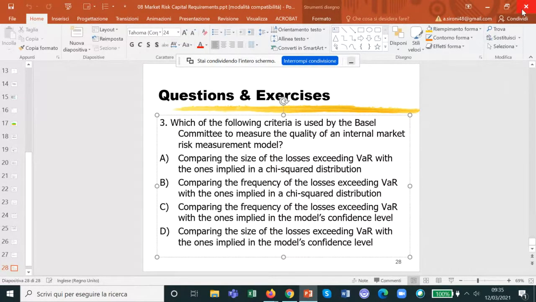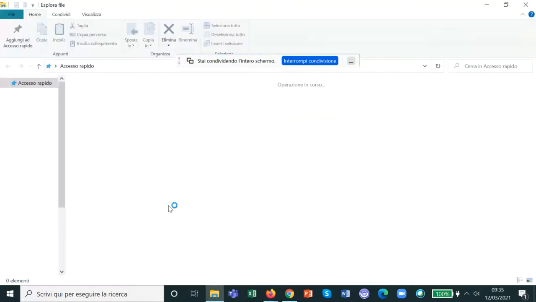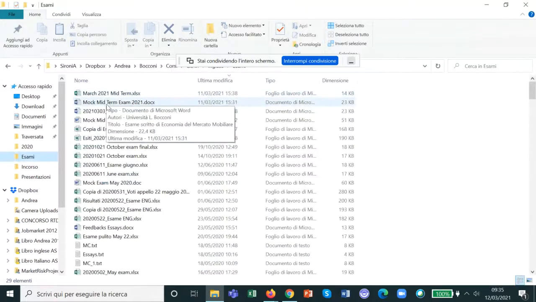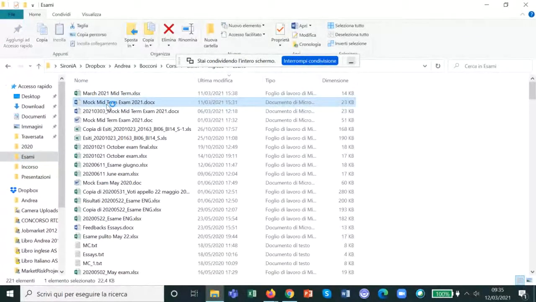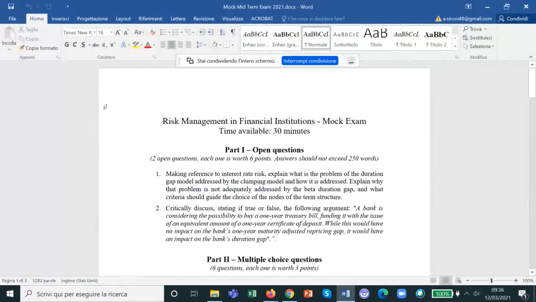Okay, this is it for what concerns market risk and capital requirements. Now, what I want to do first of all, as I mentioned, is that I uploaded on Blackboard a simple mock midterm exam, and I mentioned to you the structure of the midterm exam, which is going to concern only interest rate risk and liquidity risk.